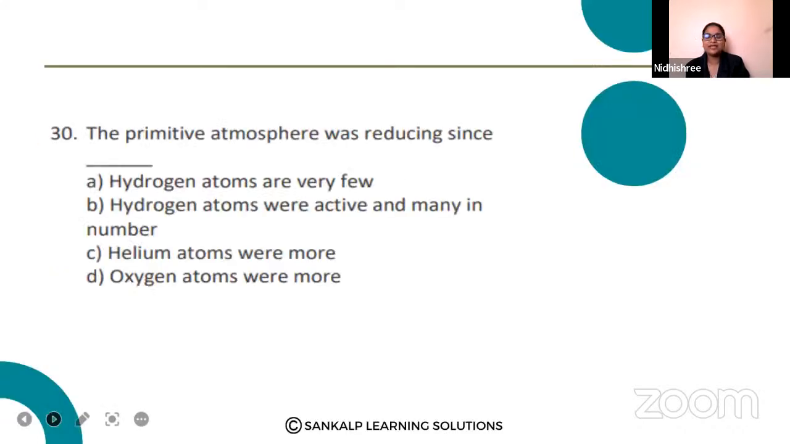30th question. The primitive atmosphere was reducing since. Option A, hydrogen atoms are very few. Option B, hydrogen atoms were active and many in number. That's why it is reducing. Option C, helium atoms were more. Option D, oxygen atoms were more.